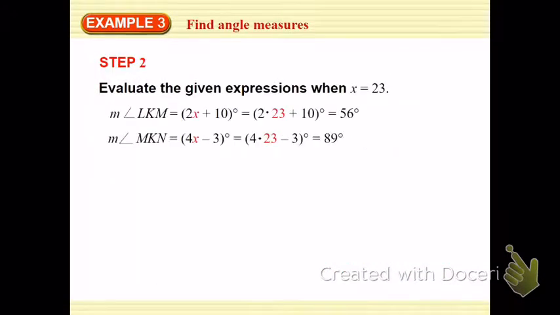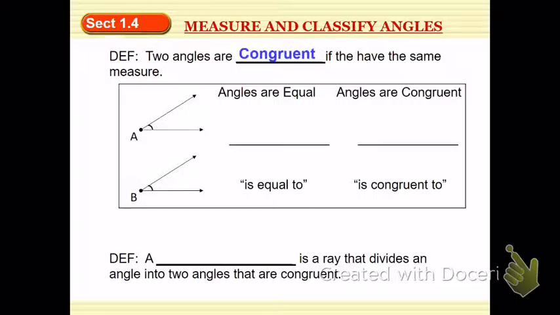Alright, so this is all the work we just did. Okay, here we go. Measure and classify angles. Two angles are congruent if they have the same measure. Alright, so to show that angles are equal, we write measure. We put the m. The little m stands for measure. These are numbers. The measure of A equals the measure of B. 30 degrees equals 30 degrees.